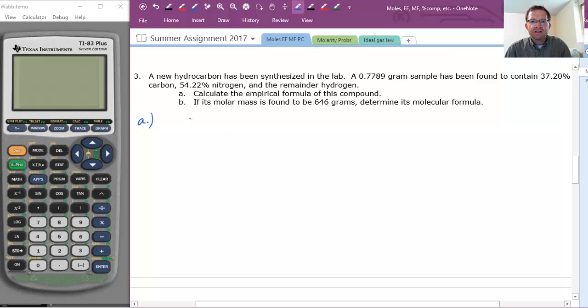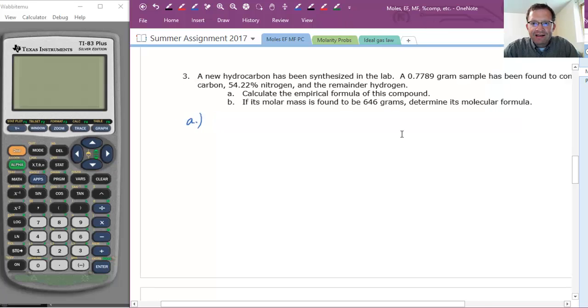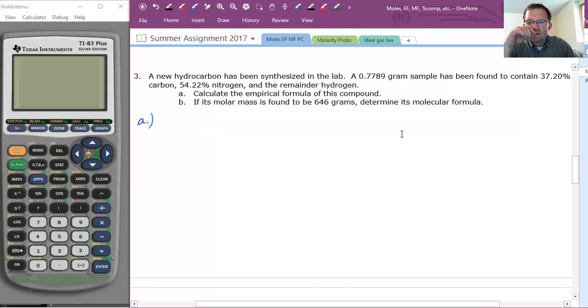A new hydrocarbons have been synthesized in the lab. All right. A 0.7789 gram sample has been found to contain 37.20% carbon, 54.22% nitrogen, and the remainder is hydrogen. So now this one's only got 3 elements, but we've done something different on this problem compared to the last 2, and that is, instead of telling me how many grams of carbon, how many grams of nitrogen or hydrogen are in this compound sample, they're telling us by percent.